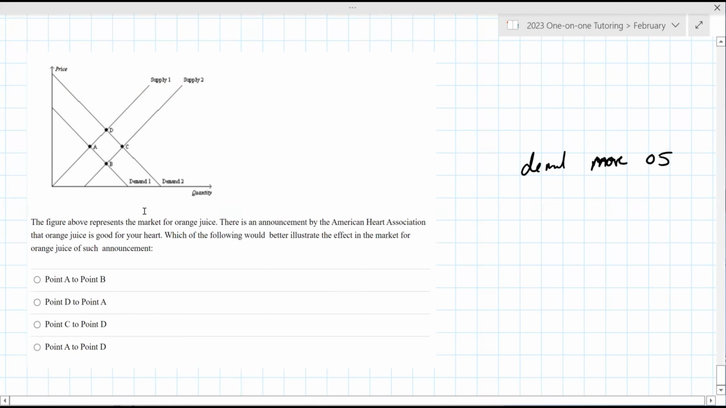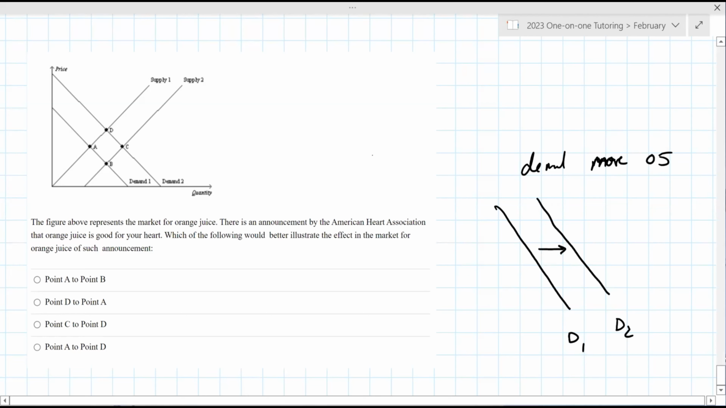When you hear that orange juice is good for you, you're like, oh, give me more orange juice. I want to live longer. Good for your heart. So if you demand more, here's a demand curve. That means the demand curve gets pushed out, demand 1 to demand 2.